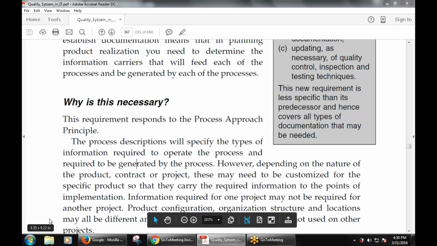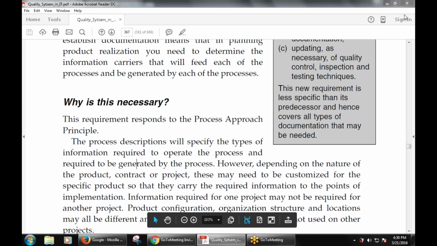The answer responds to the process approach principle, and why there is a requirement for it. Whenever we use documentation, that determines how useful and effective it is, and how we are using the current data. So the process description will specify the types of information required to operate the process, that is, what information is required to operate it and what data is gathered and generated by the process.